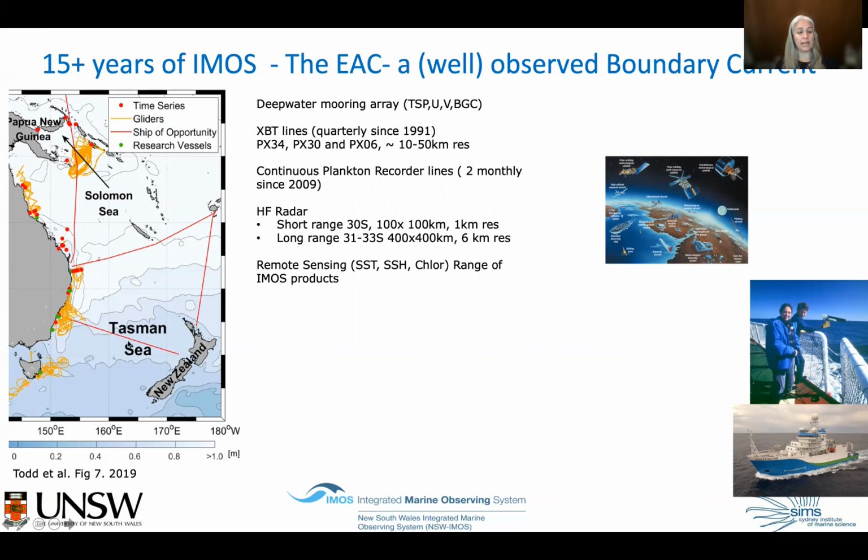These are our ships of opportunity lines. Our time series lines are the moorings. Here we have deep water moorings and then shelf moorings all the way down the coast, and also research vessel cruises up and down the coast. We've been running these XBT lines since 1991 quarterly at 10 kilometre resolution across the jet and coarser resolution offshore. They're the 3 XBT lines that define what we call the Tasman box.